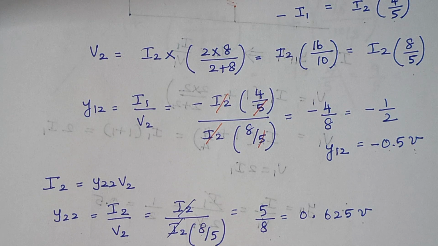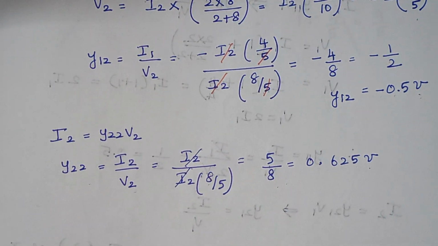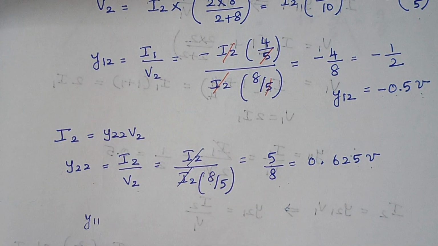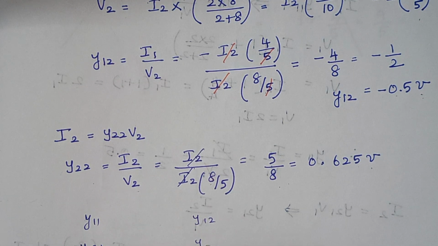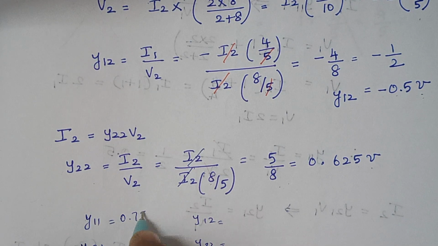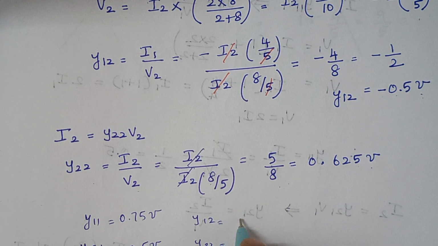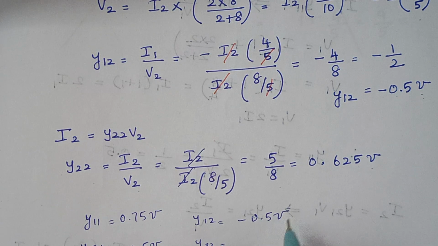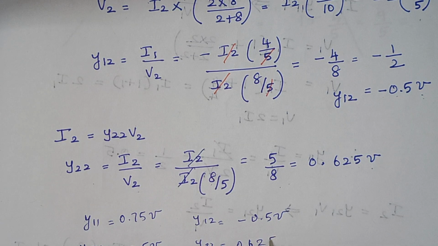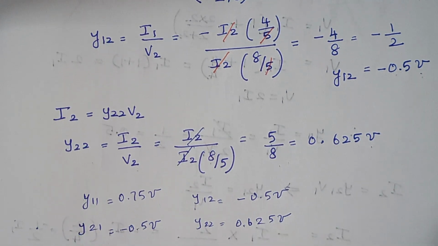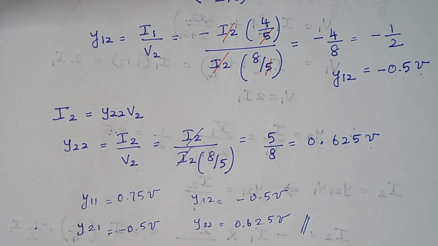So at the end you can just write down the results. What is the value of Y11, Y21, Y12 and Y22? Y11 is 0.75 mho, Y21 is minus 0.5 mho, Y12 is the same thing, and Y22 is 0.625 mho. So this is the final result.